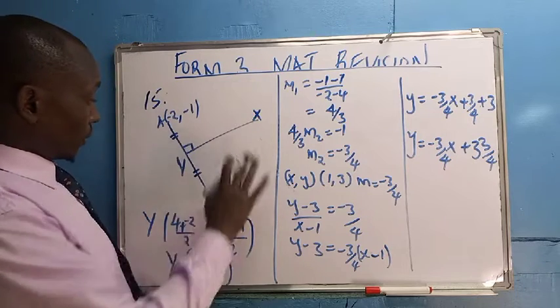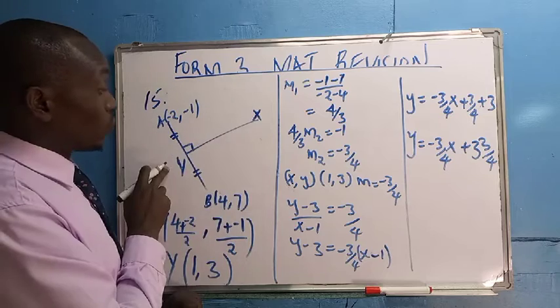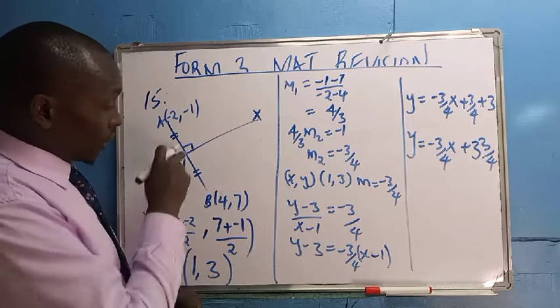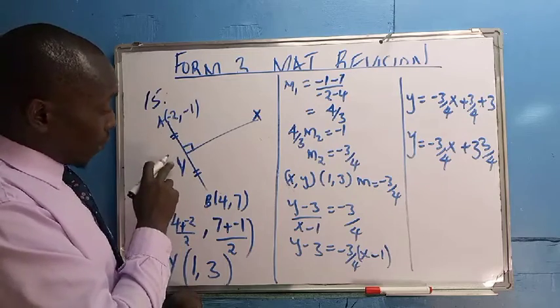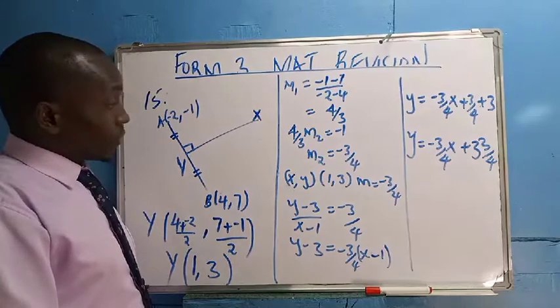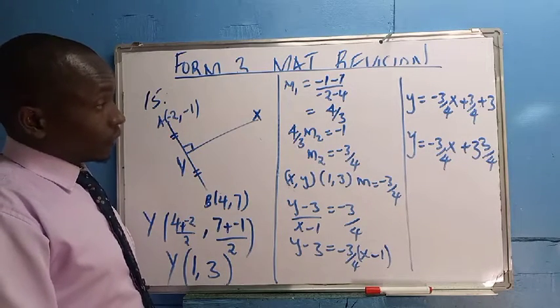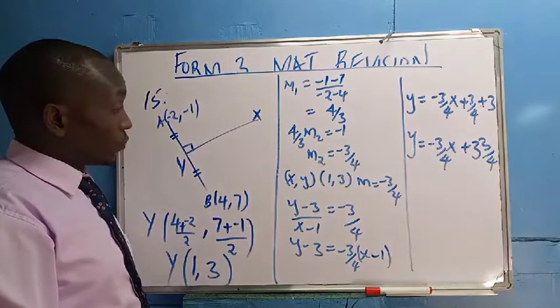Number 15, you're given these two lines. Line AB, and then you're given another, XY, that is perpendicular to AB at a point Y there. And of course, these parts AY and YB are equal. So that means Y is the midpoint. Good. What is the question? We find the equation of this line XY.